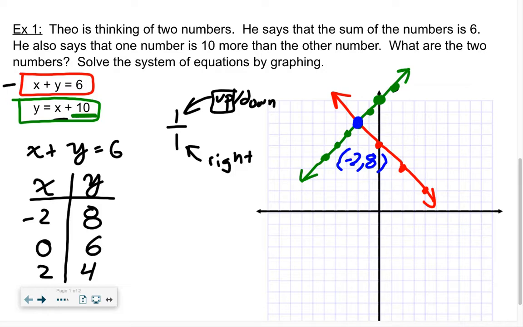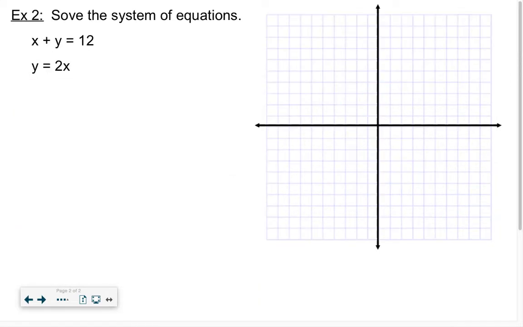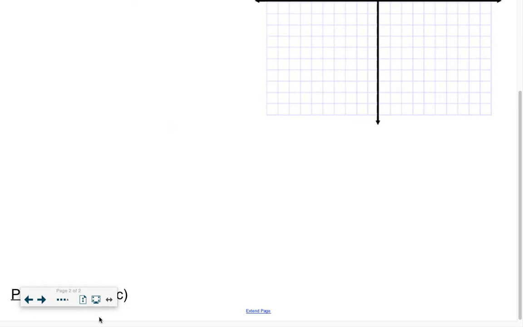Why? Well, the sum of those two numbers does get us 6. Also, one number happens to be greater than the other by 10. So what were the two numbers that we were thinking of? They were -2 and 8. I am not going to go over example number 2 with you. Instead, we are going to attempt A and C, and we will do those in class when we get back.